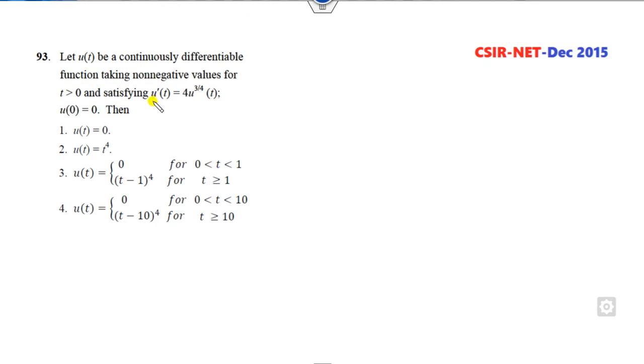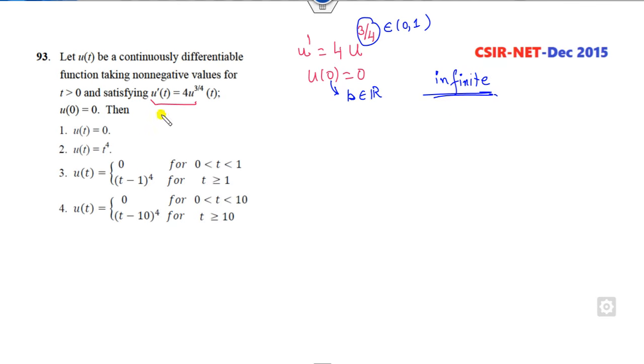Now the next part. Again you can see this is my u' is a constant times u raised to power 3 by 4, with u of 0 equal to 0. Again this number lies between 0 and 1, and this is a real number. So it has infinitely many solutions. You can clearly see that with u of 0 equal to 0, there are infinitely many solutions, and the trivial solution is here. This is also satisfied, obviously, because the condition u of 0 equals 0 is satisfied.